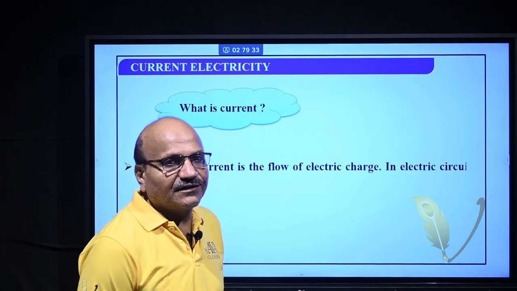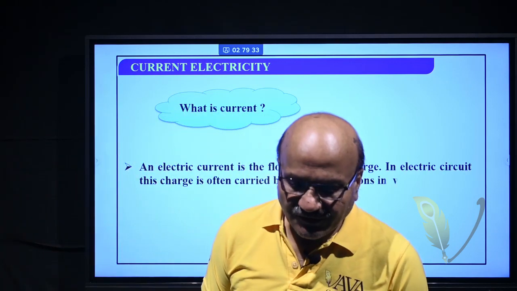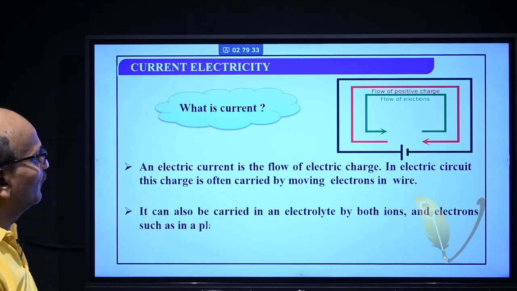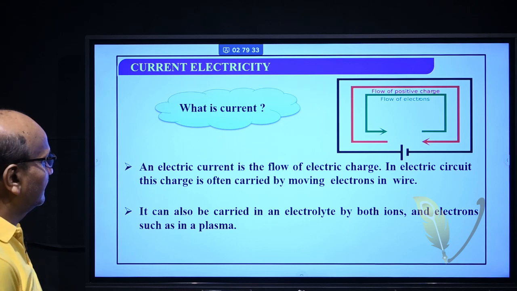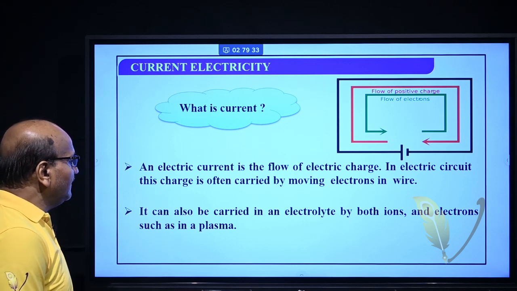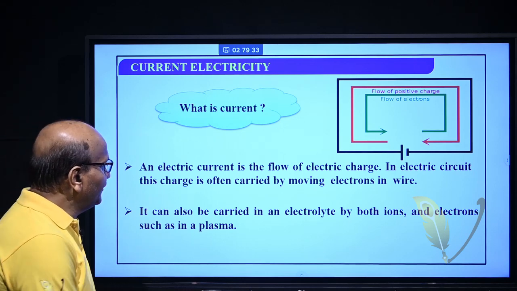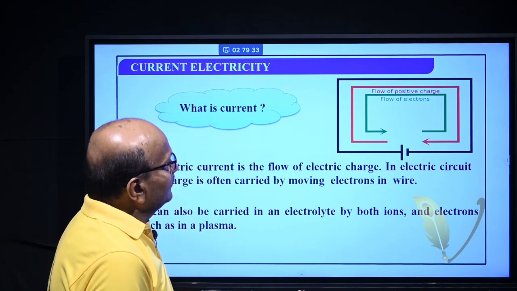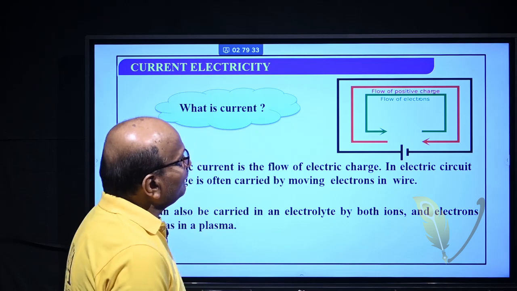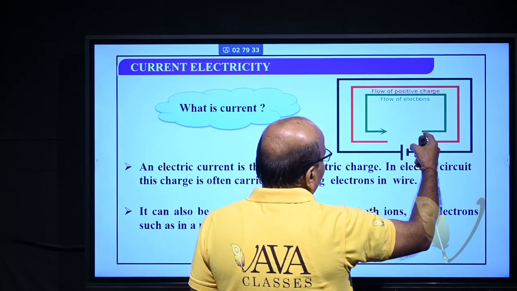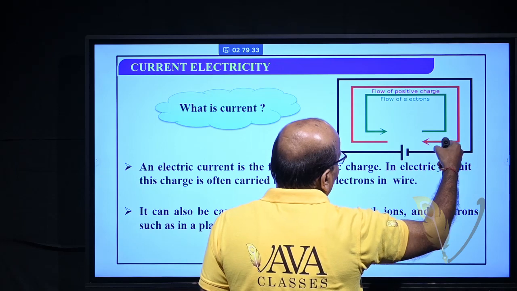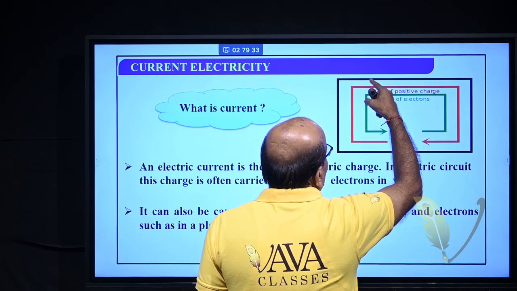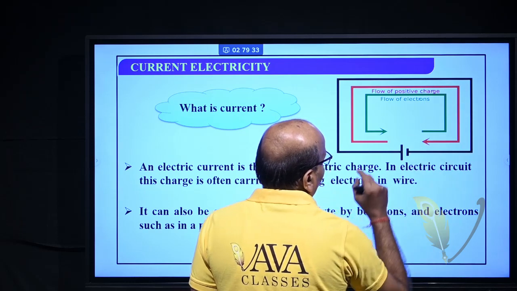So what is current? So current is the flow of electric charge. In an electric circuit, this charge is often carried by moving electrons in a wire. So this is a circuit. The electron moves from lower potential to higher potential, and positive charges move from higher potential to lower potential.